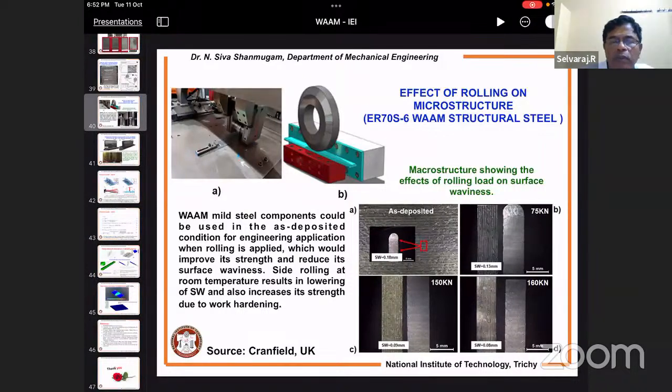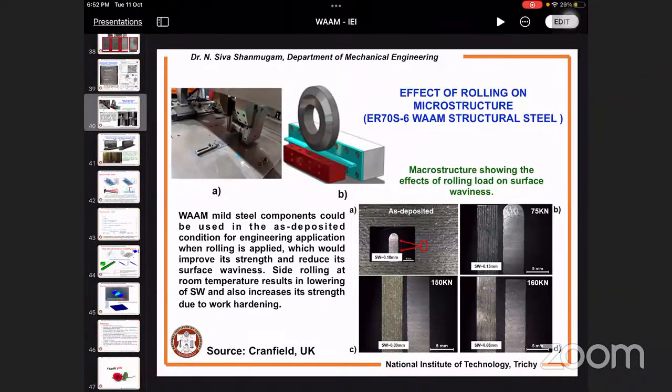Now you can see this is developed by Cranfield University. They have used a roller. Every time once the layer is deposited, they use that roller to get the finish of the component. They are also beating the material in a cold condition. They use the roller to straighten the material and get a good finish of the component. You see, three or four pictures are available.